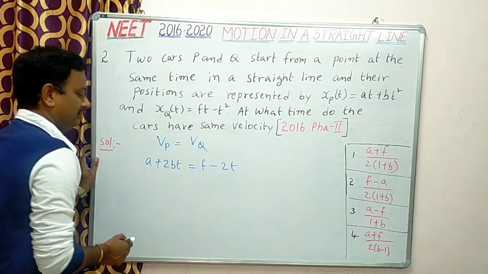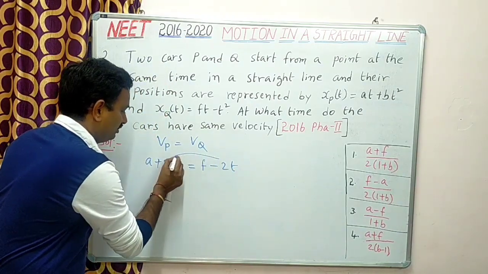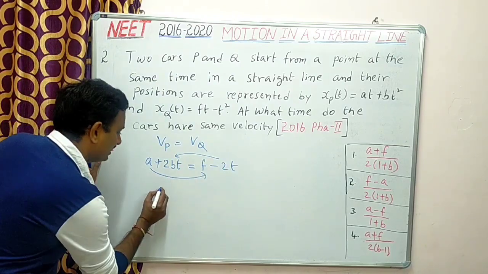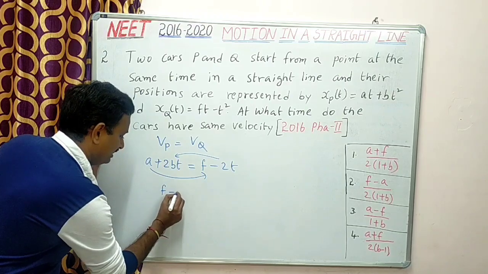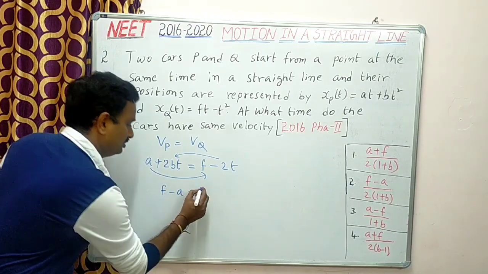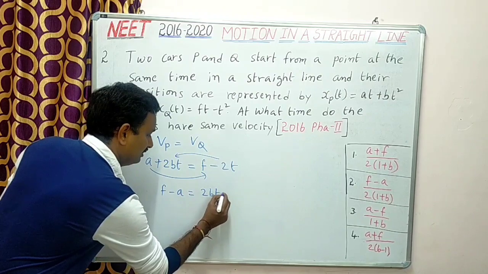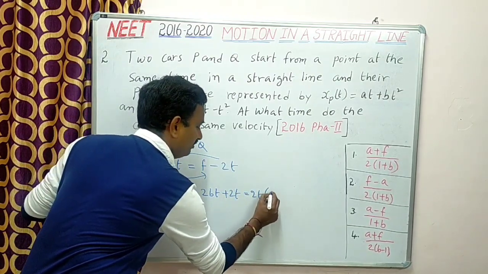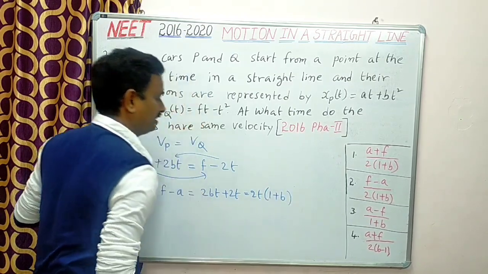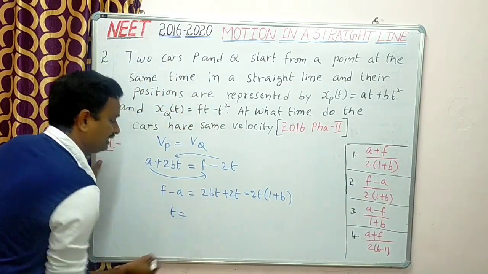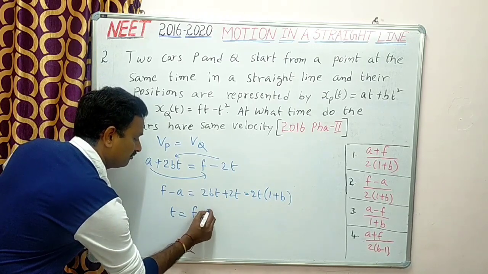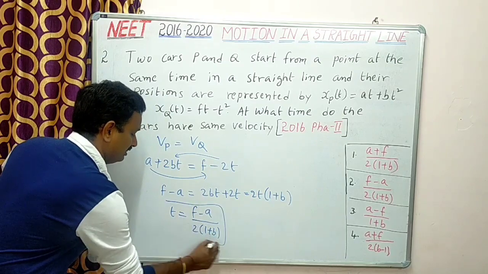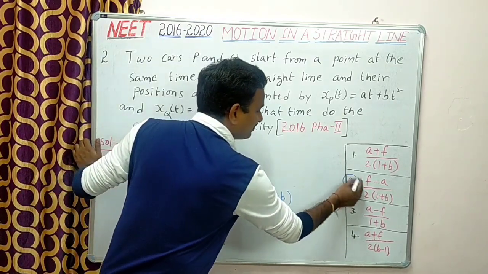Okay. So here I will move this minus 2t to the left side and plus a to the right side. So what will I get here? I will get f minus a equal to 2bt plus 2t. So if I write 2t commonly outside, I will get 1 plus b. Okay. From that I can calculate t, that is t equal to f minus a by 2 into 1 plus b. That is, option 2 is the answer.